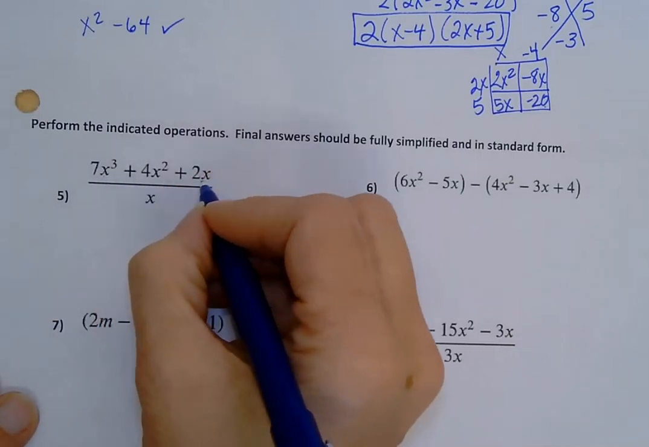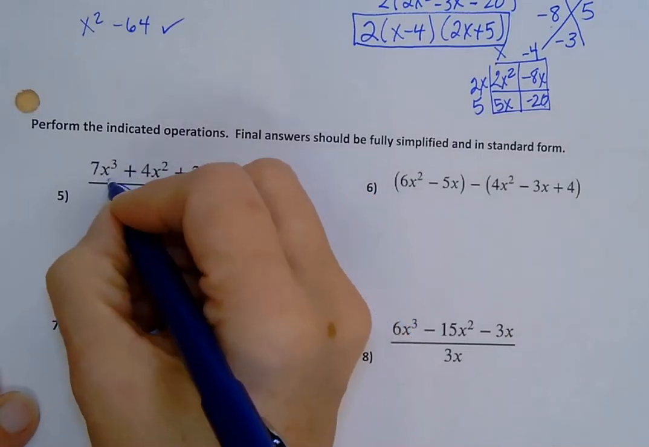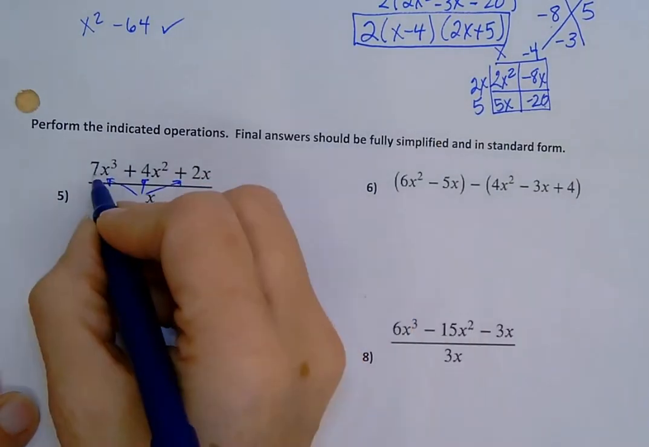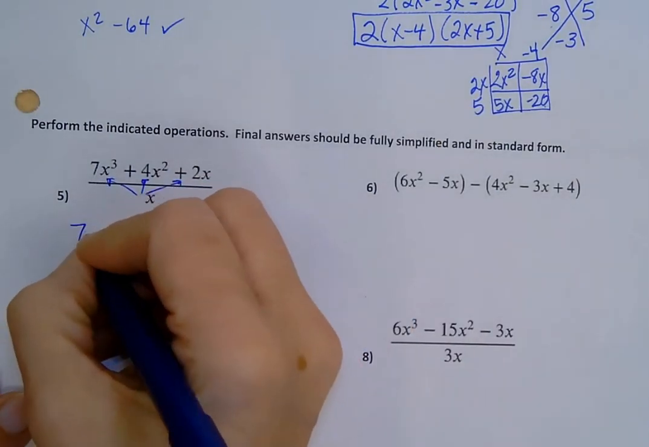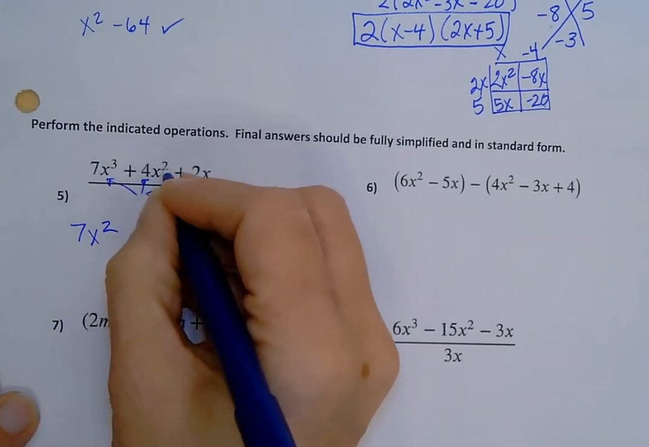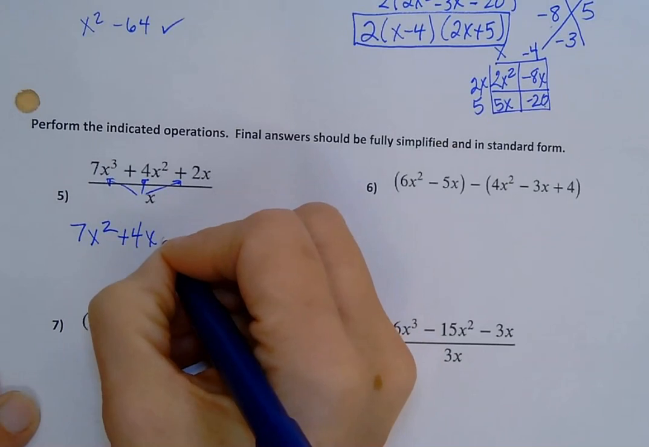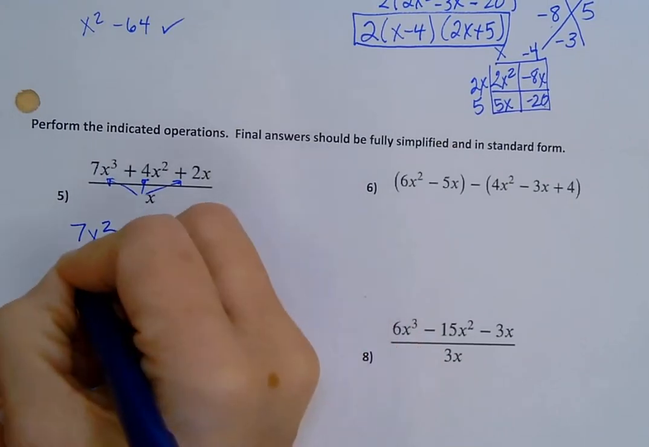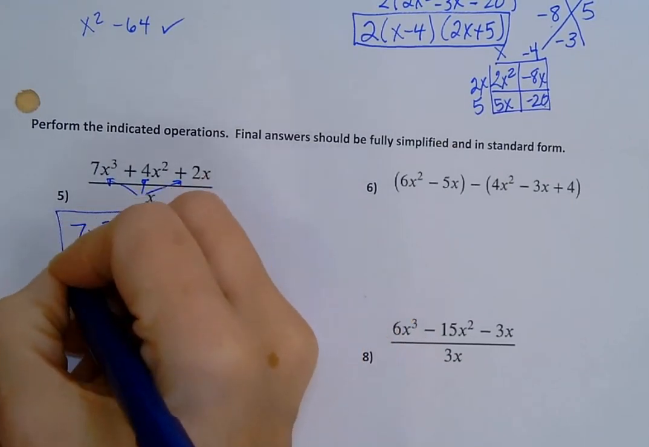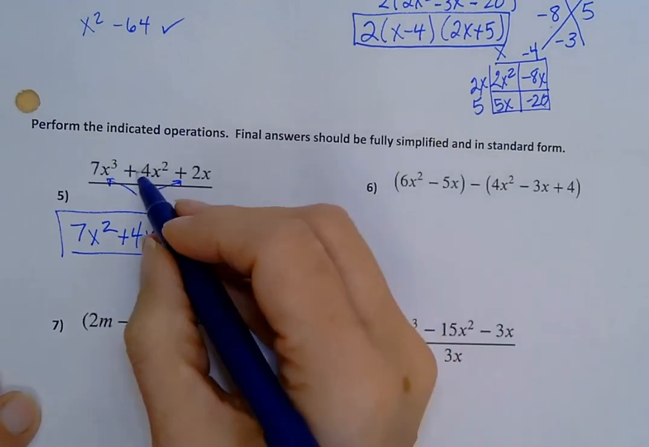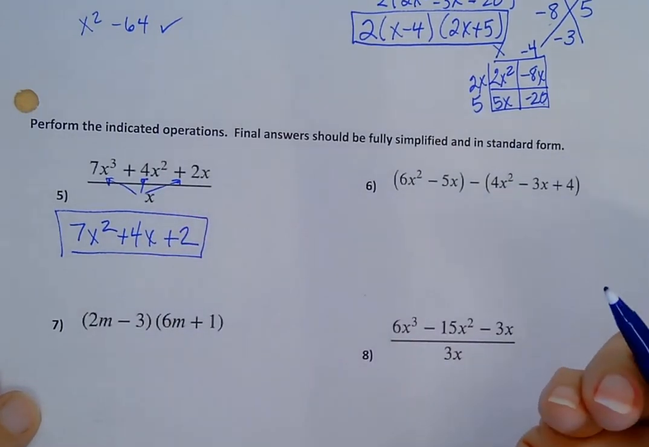If I have this whole trinomial divided by x, I know x is going into every single term in the numerator. So 7x cubed divided by x is 7x squared. 4x squared divided by x is 4x. 2x divided by x is 2. So that's my answer. It did not ask me to factor, right? I'm just simplifying a fraction.